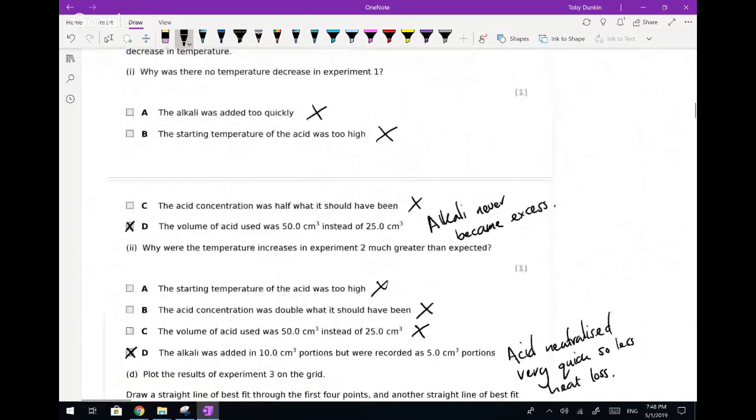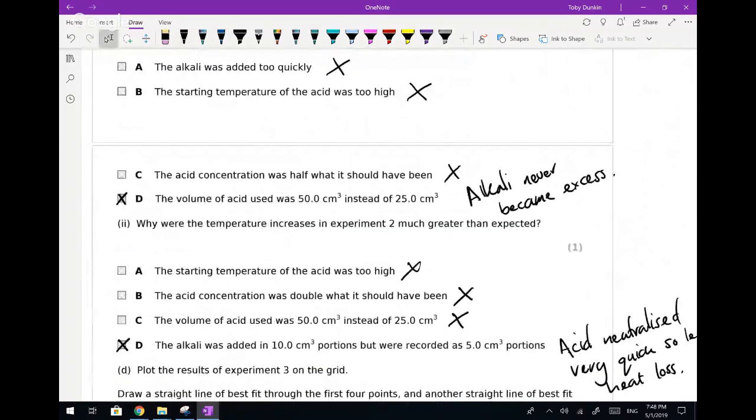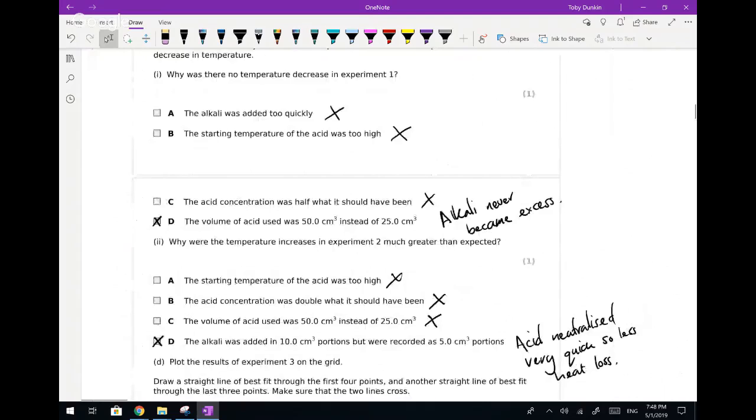Well, starting temperature of the acid, no, that would have shifted it. The acid concentration was double. That's what it should have been. No, because if it was double what it should have been, then we would never have finished, and it never would have stopped. It never would have gone down at all. The volume of acid used was 50 instead of 25. Nope, would never have finished again. The alkali was added. We already saw it.